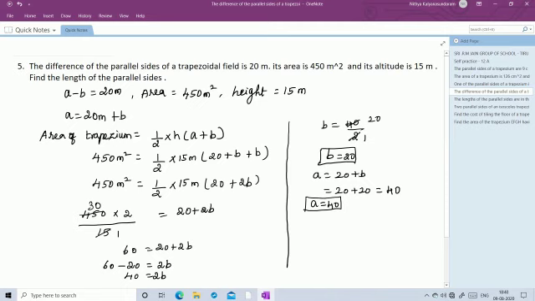So the lengths of the parallel sides are 40 centimeter and 20 centimeter. Therefore, the parallel sides are 40 centimeter and 20 centimeter.